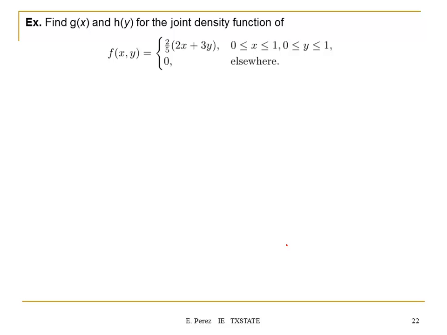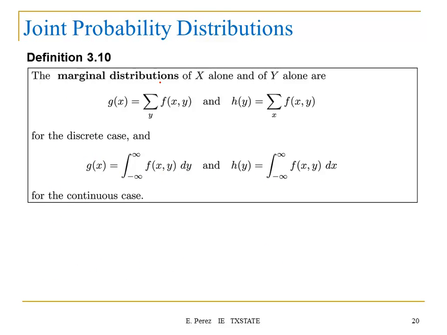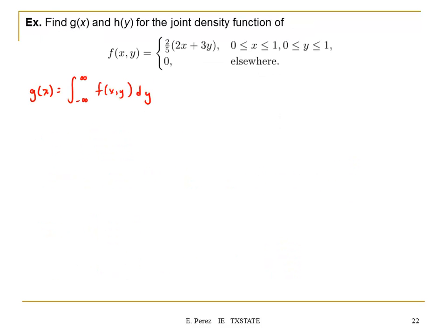So let's start by defining g of x. Based on our definition, that is equal to the integration from minus infinity to infinity of f of x y dy. And this is coming from the formal definition right here. So the marginal of x is the integration with respect to y from minus infinity to infinity. If you compute the marginal of y, it is the same integration but with respect to x. Okay, so let's look at this case.